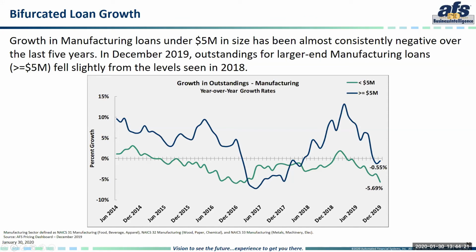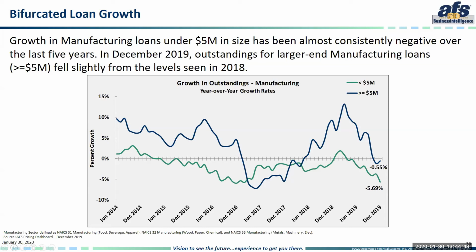Within the sector, balance growth for loans under 5 million, which is the green line on this chart, almost consistently declined over the last 5 years. Somewhat puzzling, as there's certainly plenty of potential small manufacturing borrowers out there in the market. In fact, according to one study, 98% of all manufacturing companies in the US, and this figure really surprised me, are small businesses, and the majority of them had fewer than 20 employees.